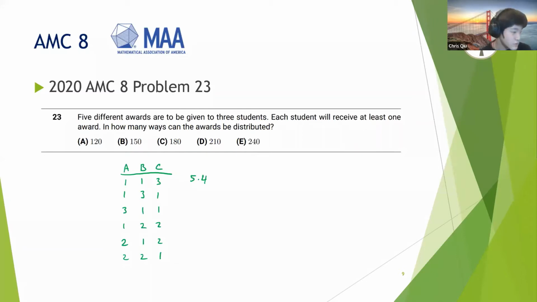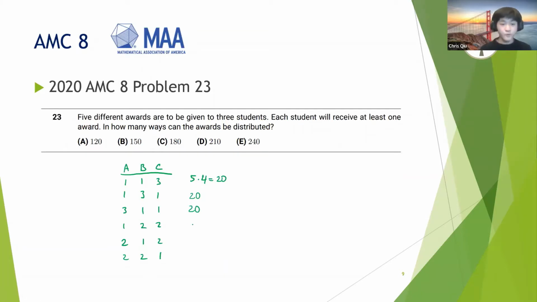So this is the total number of ways to count the award distributions in this case. So that gives us 20. So there are 20 distributions in our first case. And since the second case and the third case are symmetric, there are also 20 ways to distribute the awards in the second and third case.